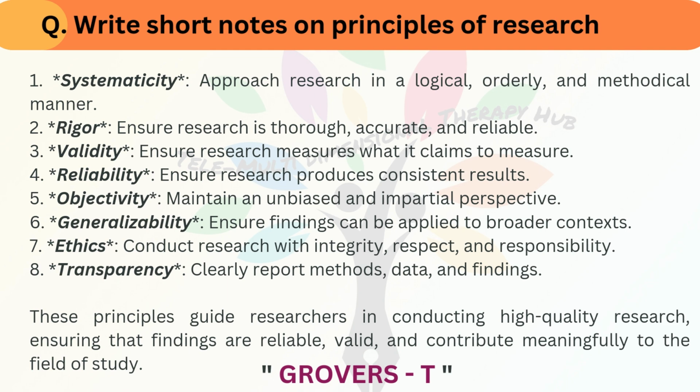Alright, the next question, write short note on principle of research. The word you have to remember is Grover's tea. Grover's tea. It will be easy to recall the principles. Let's see, G is for generalization, R for reliability, O for objectivity, V for validity, E is for ethics, and one more R, it's for rigor, S is for systematic, and the last T is for transparency.